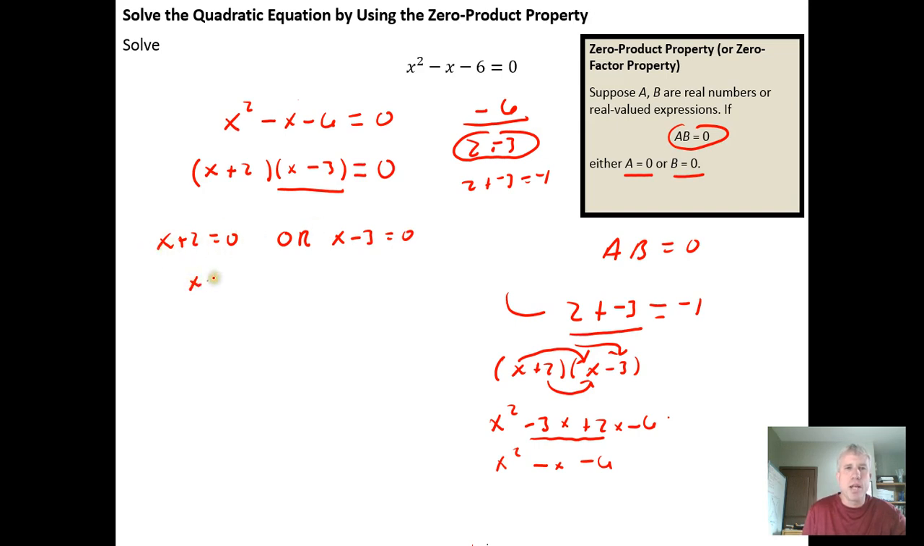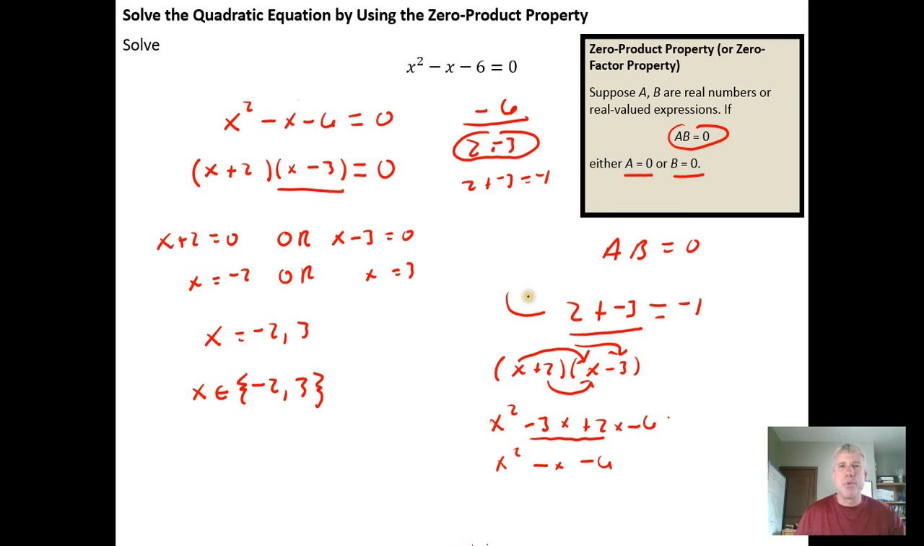Subtract 2 from both sides. Add 3 to both sides. So I get x equals -2 or 3, both as solutions. I could do these as a set. I could say x is an element of the set. The solution set that contains -2 and 3 would be another way to report the answer.